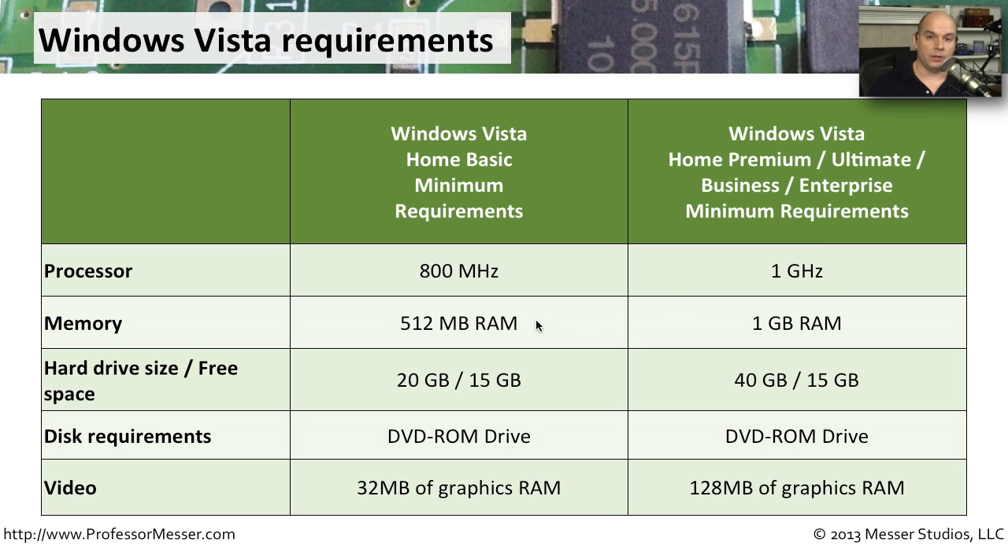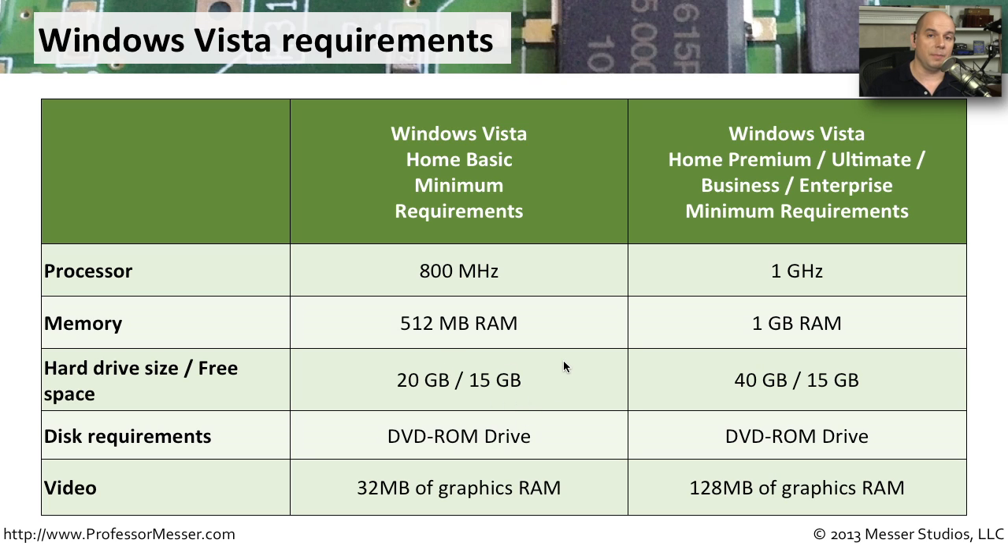We need at least 512 megabytes of RAM. Notice that this doubles if we're moving to 1 gigabyte of RAM for all of the other editions that are not the Windows Vista Home Basic. We will need exactly the same amount of free disk space whether we are installing Windows Vista Home Basic or the other editions. You only need 15 gigabytes of available disk space.